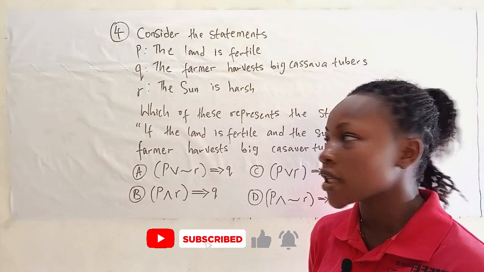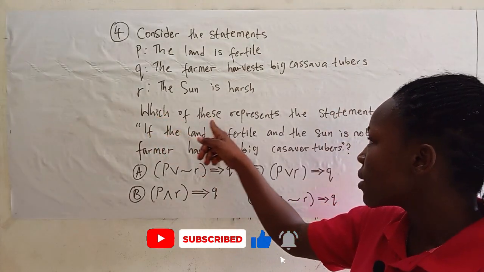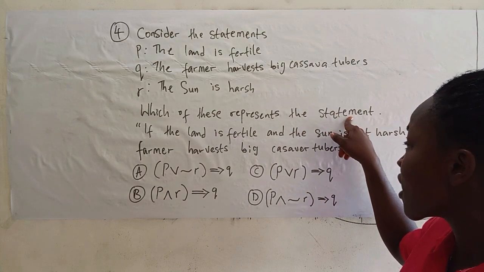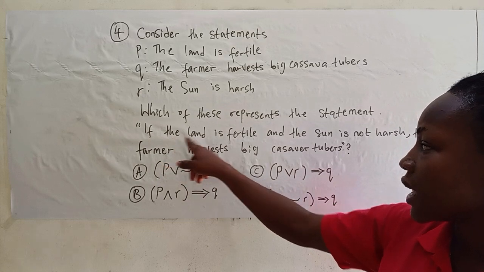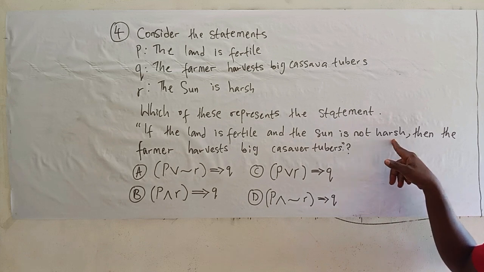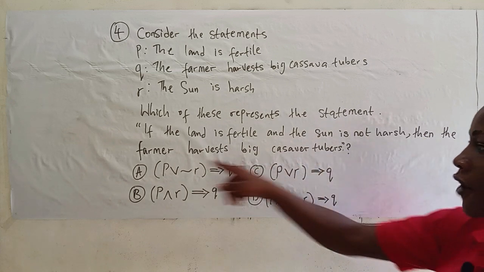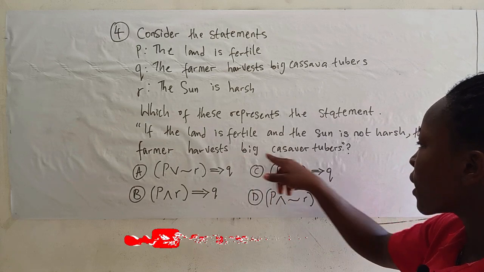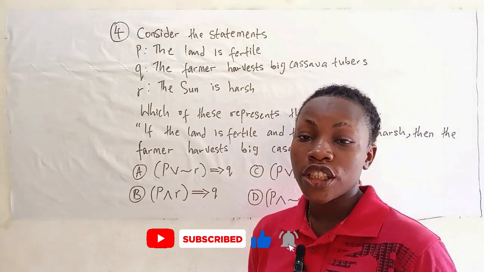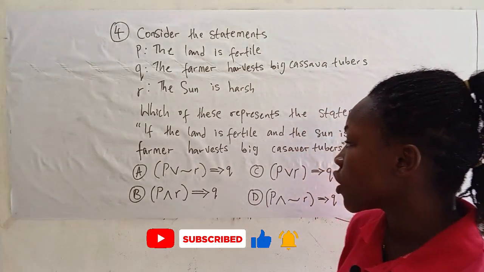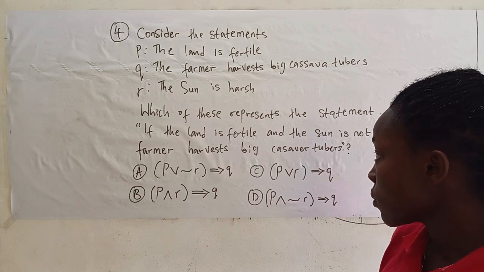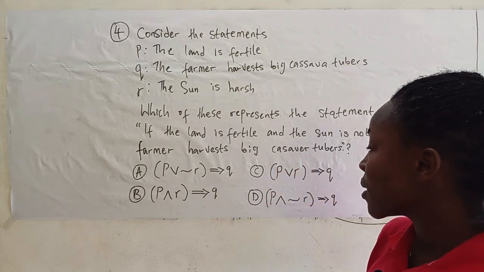Then the question now said, which of these represents this statement? If the land is fertile and the sun is not ash, then the farmer harvests big cassava tubers. This question is logic. So let's find out the one that represents it.